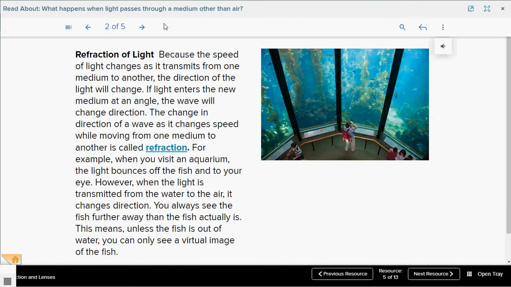Refraction of light. What's meant by refraction? Refraction happens because the speed of light changes as light moves from one medium to another. As it transmits from one medium to another, the direction of the light will change because of the particles of the medium that light travels through. If light enters the new medium at an angle, the wave will change its direction.